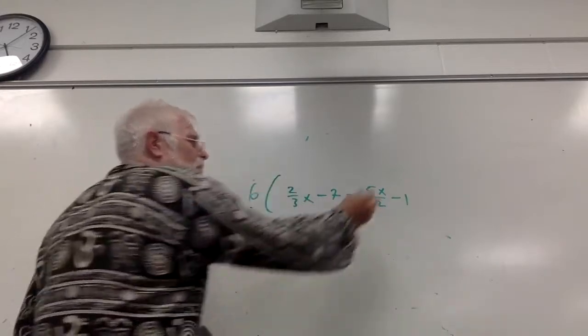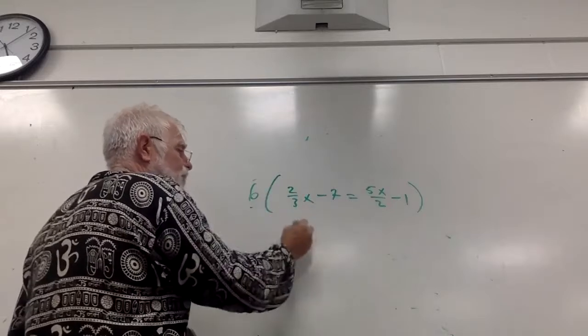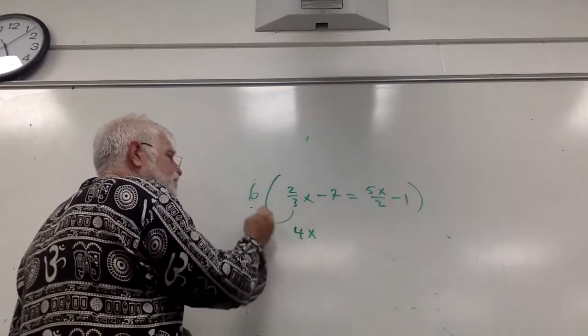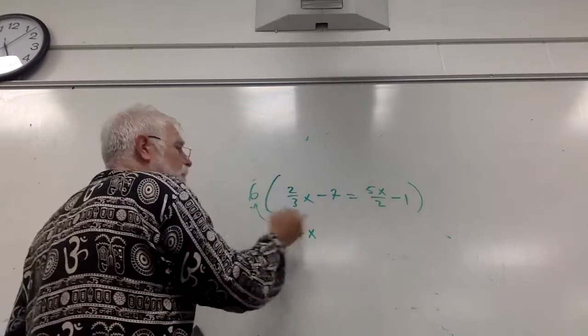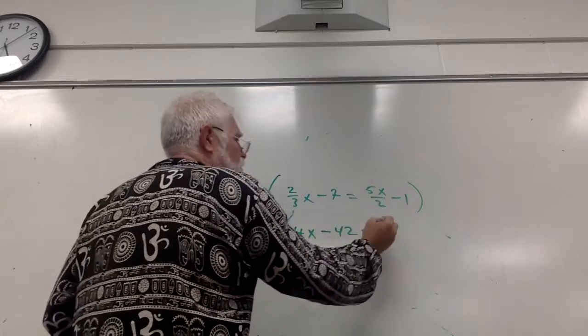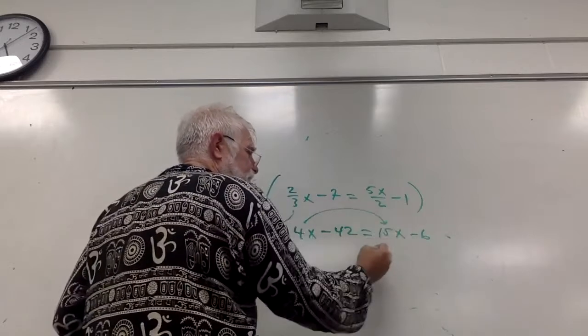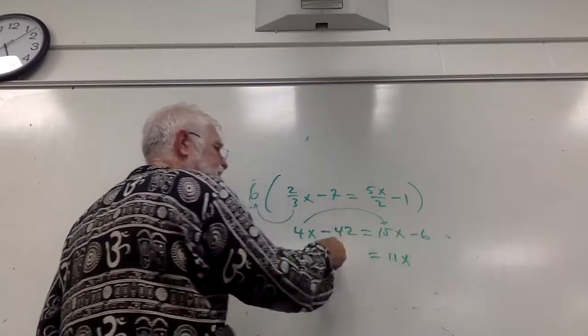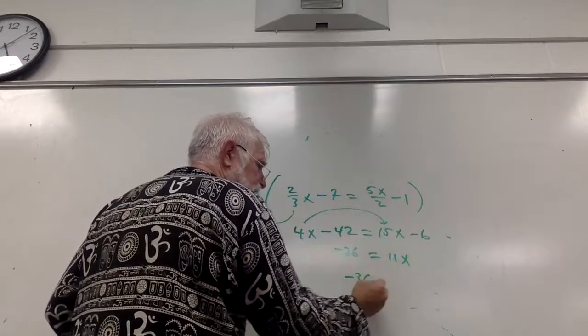What gets rid of division by 3 and 2? Multiplication by 6. Multiply everything by 6. Now, 6 times 2 is 12, divided by 3 is 4. Would have been much easier to divide 3 into 6. 3 goes into 6, 2. 2 times 2 is 4. Minus 42 equals 15x minus 6. I like to make my x's positive, so that's 11x. Add 6 to this, gets you negative 36. Answer, negative 36 over 11.